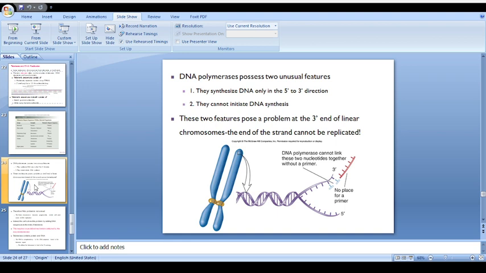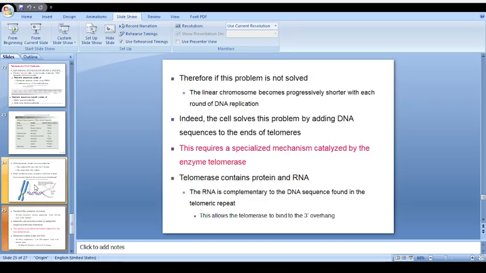Since the DNA polymerase possesses two unusual features, they synthesize DNA only in the 5' to 3' direction, and there is no place for the primer to add the nucleotides. This is a problem, and that is why the end is not synthesized. This is a diagram which shows what a gap is, how it arises during the replication process, and how it is to be solved. The linear chromosomes become progressively shorter with each round of replication.